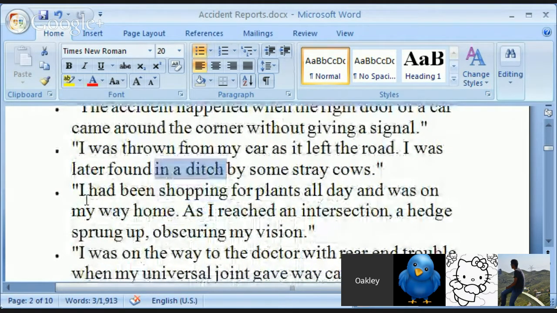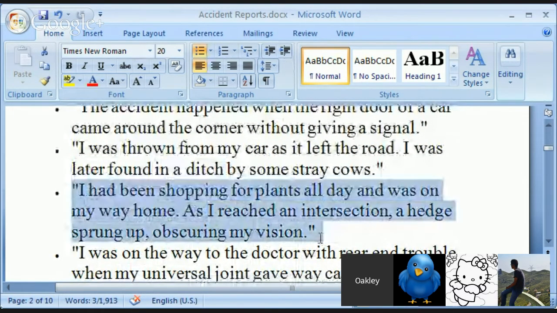Okay, Abimelech, this next one is quite interesting. Okay, I had been shopping for plants all day and was on my way home. As I reached an intersection, a hedge sprung up, obscuring my vision.